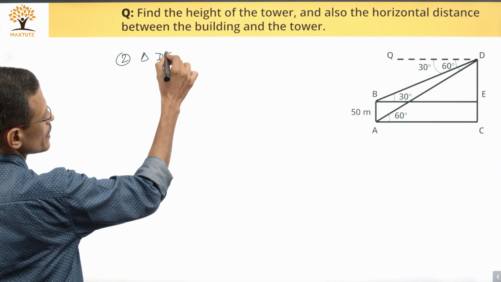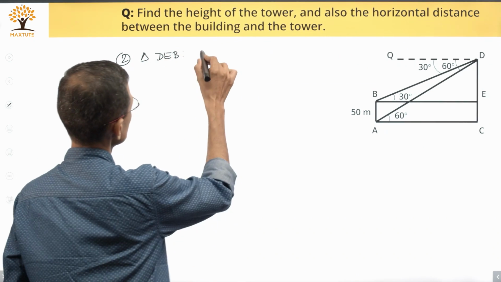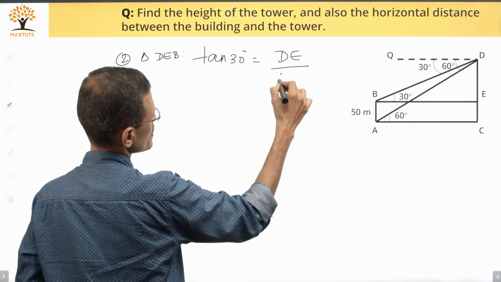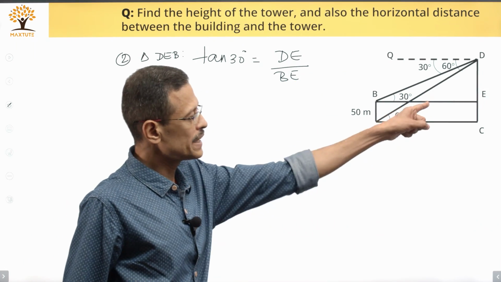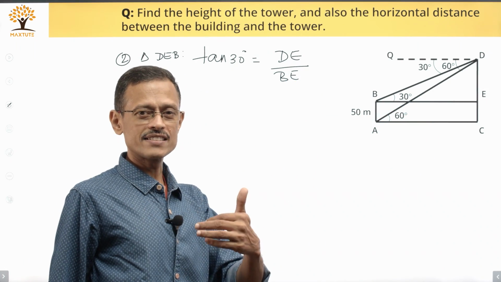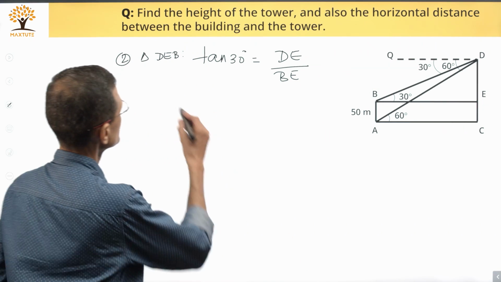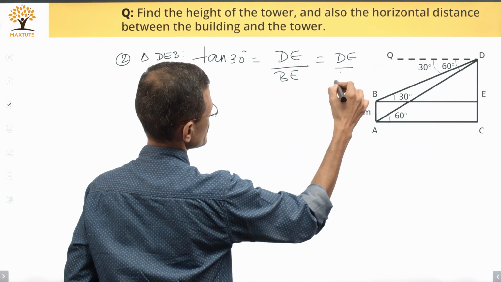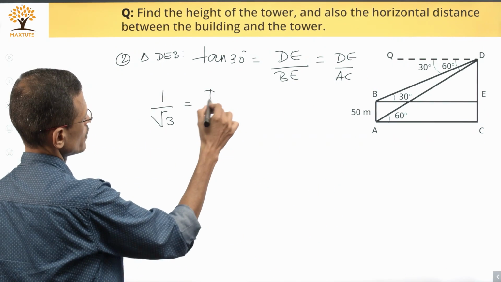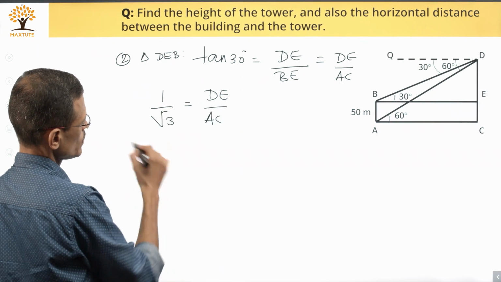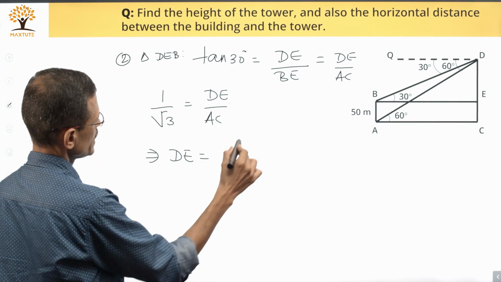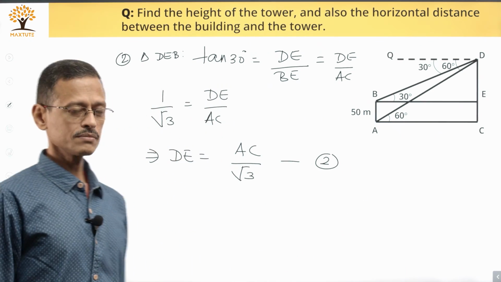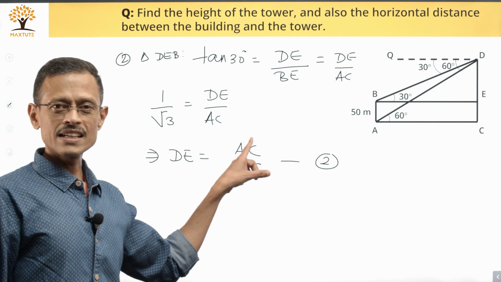Triangle DEB, which is right angled at E. Let's look at tan 30 degrees. Opposite side is equal to DE, adjacent side is equal to BE, but we know BE is equal to AC, so we are replacing BE with AC, we are sticking to fewer variables that way. So tan 30 is equal to 1 by root 3, this we'll call D by AC because BE is equal to AC. This is equal to D divided by AC. Cross multiply, we'll get the value of D to be equal to AC divided by root 3. We are going to call this equation 2. Left hand side is D, right hand side is AC upon root 3.